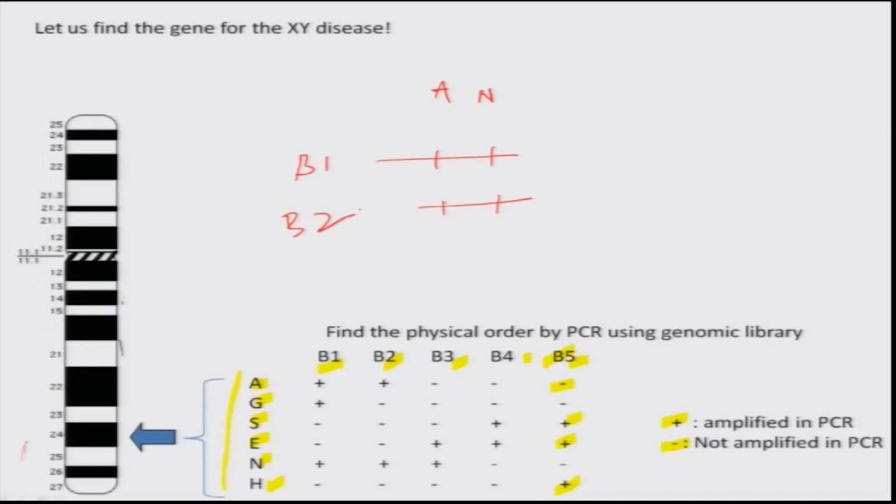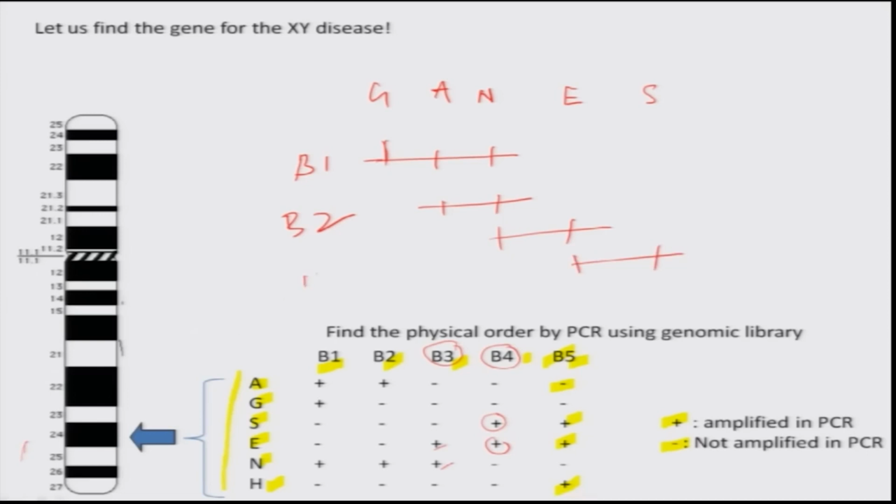Now, let us look into B1 again. B1 is also positive for G, and no other clone has the G marker. So, I would put it on the extreme left because it is not present in any other. Let us go to B3. B3 is positive for E and N. N is already there, so I would say E is here. Then B4 is positive for S and E. So, E is here, therefore S should be here, and that is like this.